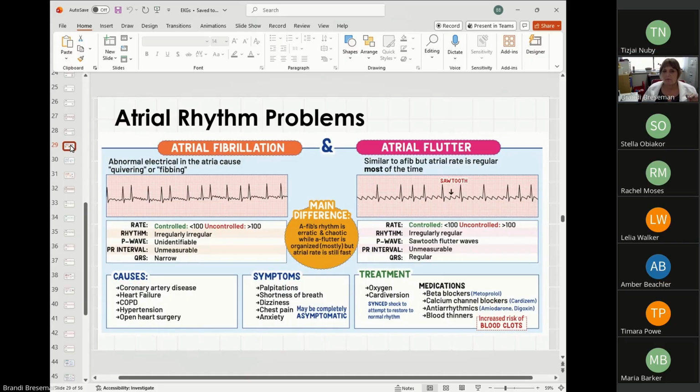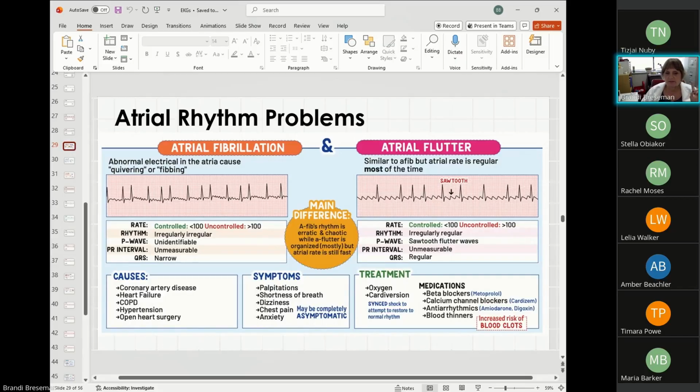So when we say that we have atrial rhythm problems, that means that the impulse is originating somewhere else in the atria. So it's like a rogue cell that is starting an impulse it's not supposed to start. Okay.